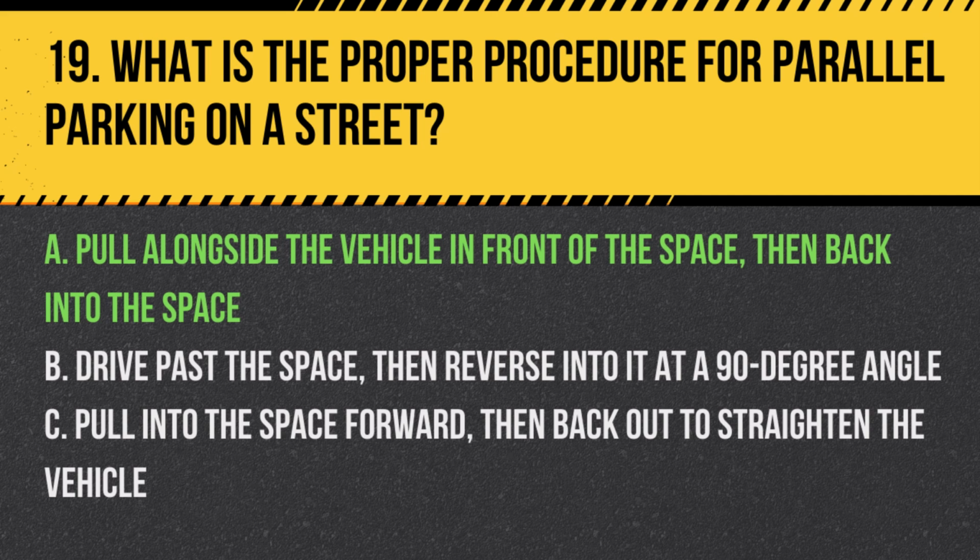The proper procedure for parallel parking on a street is to pull alongside the vehicle in front of the space, then reverse into the space, aligning your vehicle parallel to the curb.